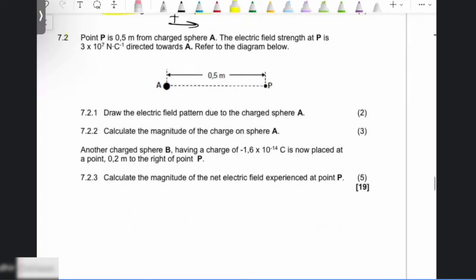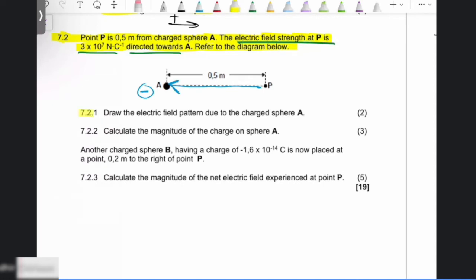Yeah, it says 7.2. Point P is 0.5 meters from a charged sphere A. The electric field strength at P is 3 times 10 to the 7 newtons per coulomb, with the electric field directed towards A. Refer to the diagram below. So here they're telling us that the electric field is directed towards A. Now guys, you know that when field lines go towards a charge, this must have been a negative charge. If field lines move towards a charge, it must have been a negative charge.